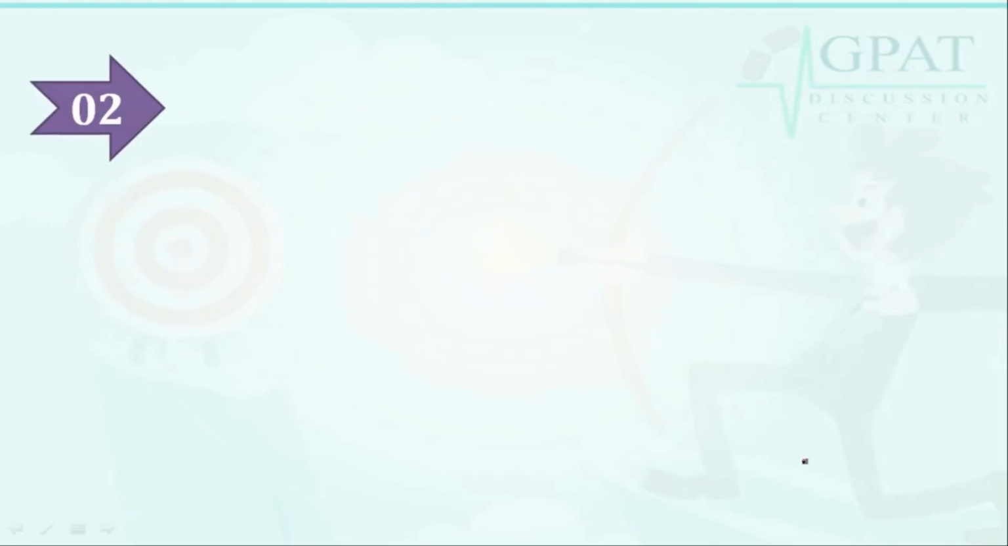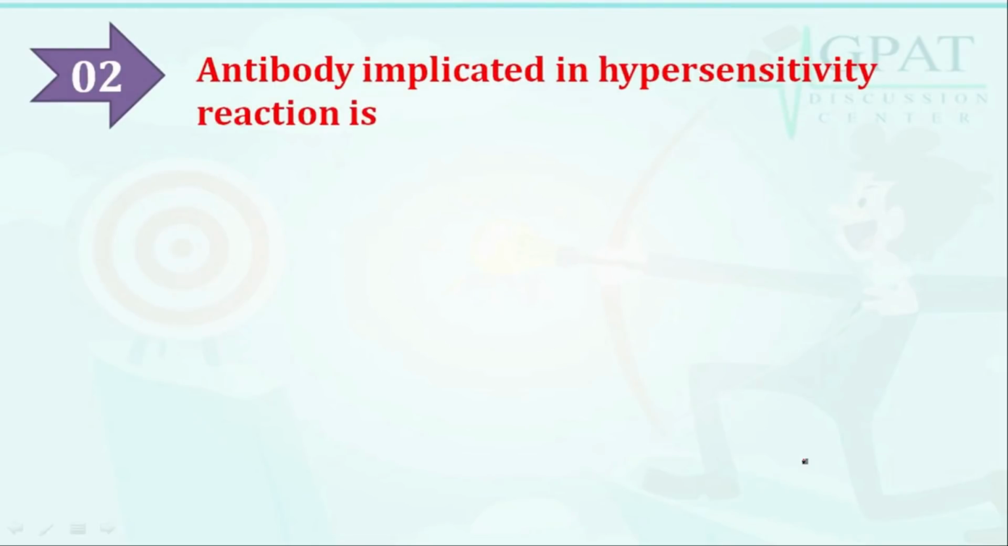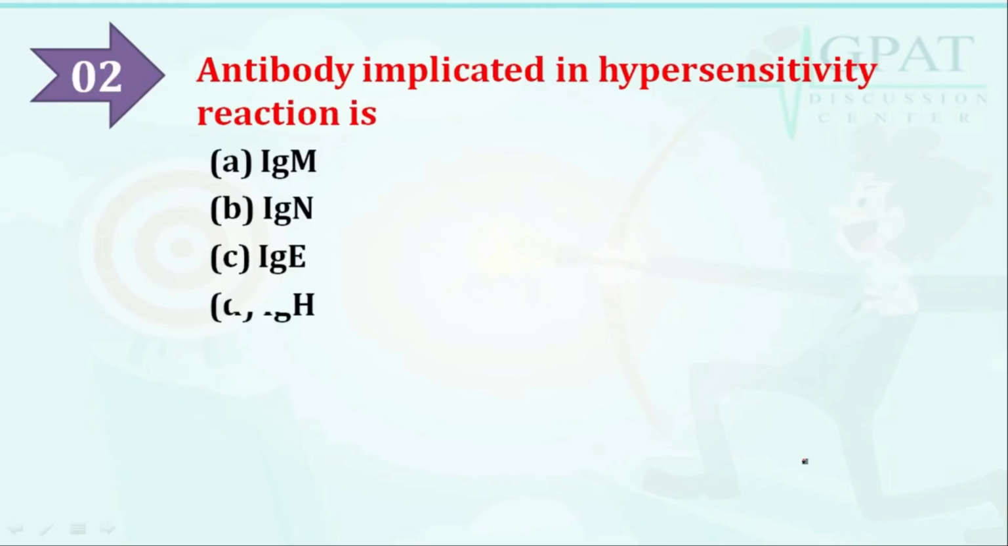Moving on to the next question: antibody implicated in hypersensitivity reaction is, and the options are IgM, IgD, IgE and IgH. Which antibody is implicated in hypersensitivity reaction? So the correct answer is IgE. That is the antibody which is implicated in hypersensitivity reaction. So let's discuss with explanation in detail.